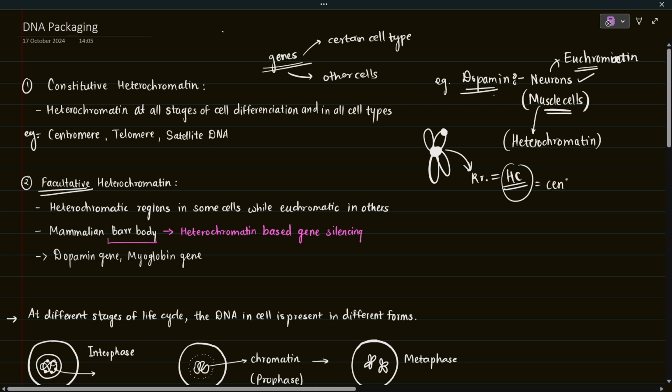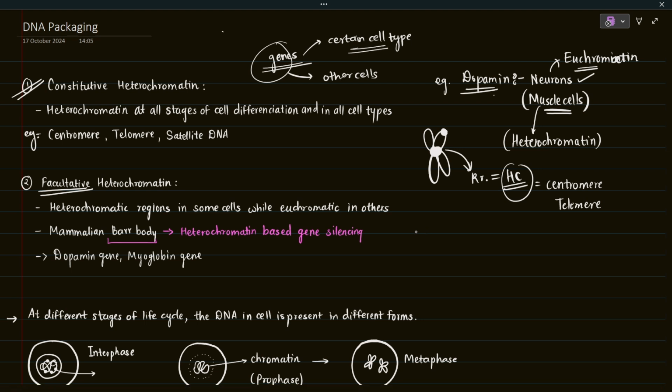So the examples are centromere and telomere as well as satellite DNA. All those types of heterochromatin are constitutive heterochromatin, meaning they are always in the heterochromatin stage in all cell differentiation stages and in all cell types. Now, I told you that certain genes are silenced in certain cell types while they are required in other cell types. So there's another interesting example of facultative heterochromatin, the bar body.